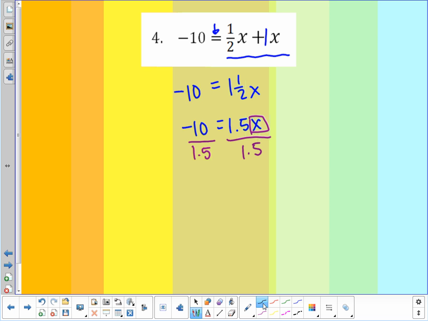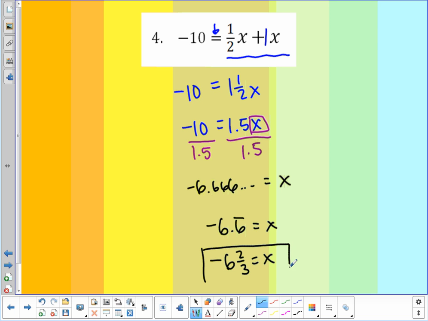Now this is where you're definitely going to want to use your calculator to help you out a little bit. When I take negative 10 and divide by 1.5 in my calculator, you're going to get something that looks like this, negative 6.666, and so on. There's a couple of ways to write that. You can write that as negative 6.6 repeating is equal to x, or recognize that 0.6 repeating is the same thing as 2/3. So negative 6 and 2/3 is equal to x. Both of those are completely correct answers, and you can write it either way.